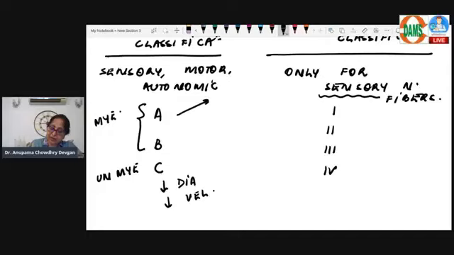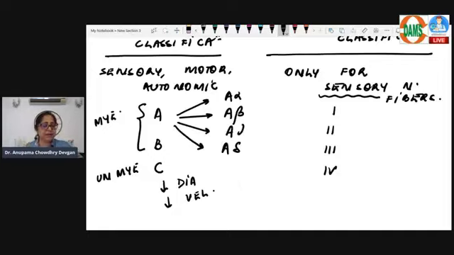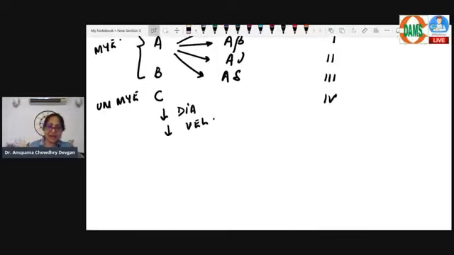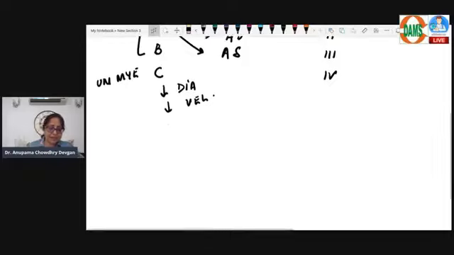Now, type A fiber is further subdivided into A alpha, A beta, A gamma, and A delta. So let's have a look in a little more detail. Let us see A alpha fibers first.